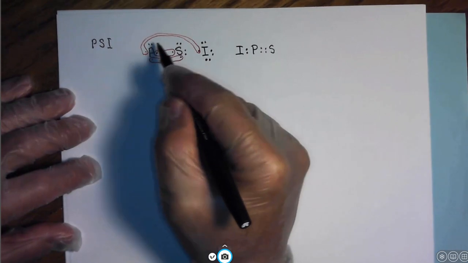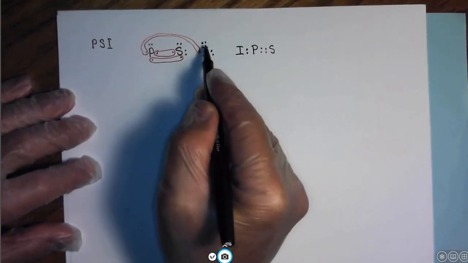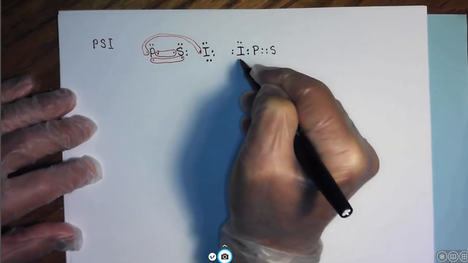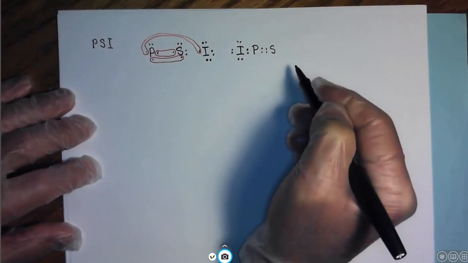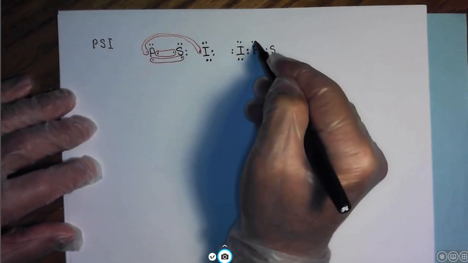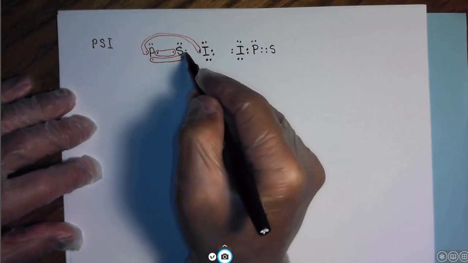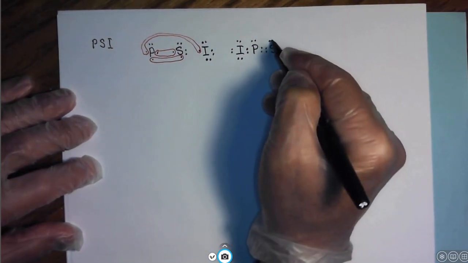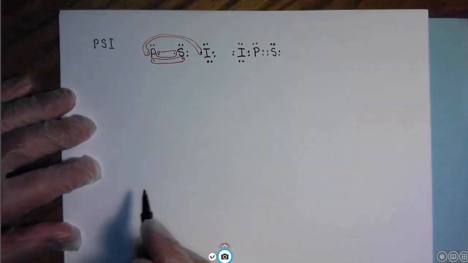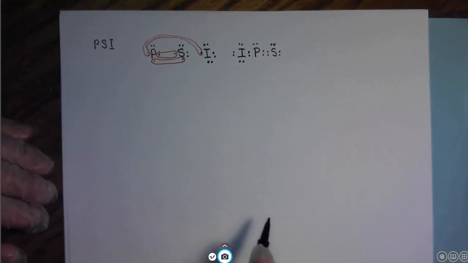And now we have to account for the lone pairs. The iodine has 3 sets of unshared electrons, or lone pairs. 1, 2, 3. Phosphorus has 1 lone pair up here. And sulfur has 2 lone pairs. 1, 2. Okay? And that's the Lewis dot formula.